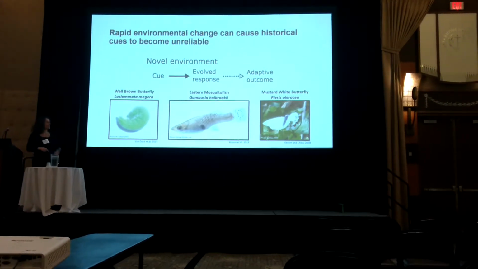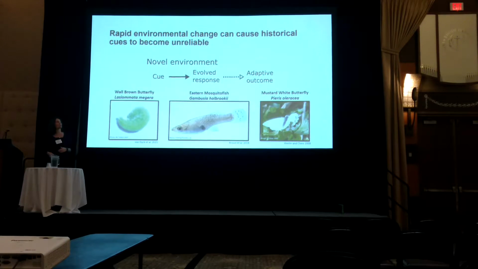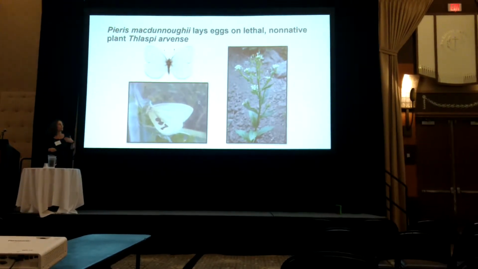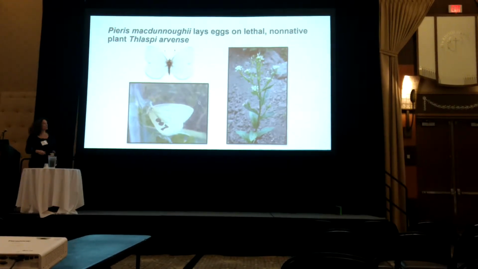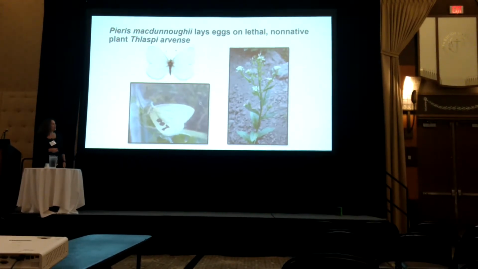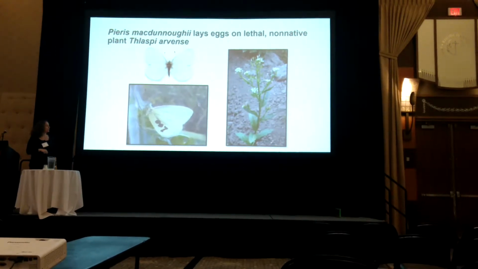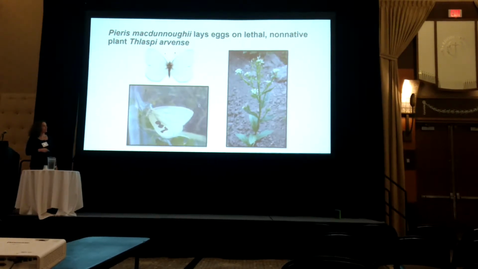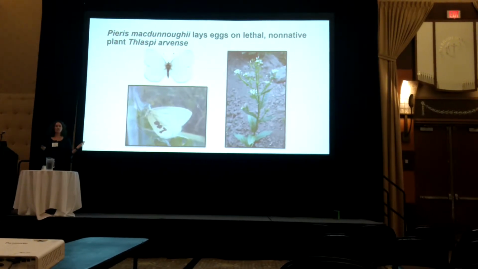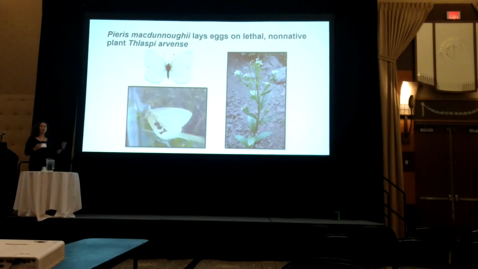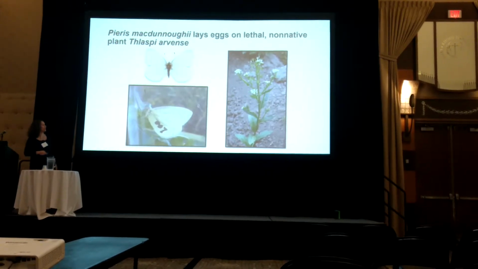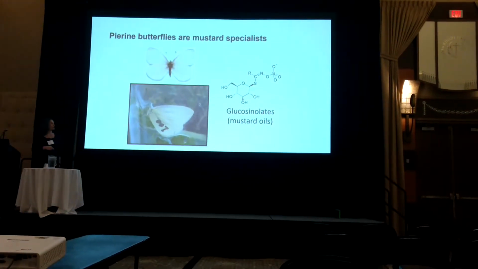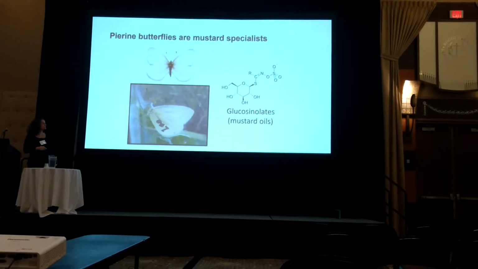And I'm going to talk to you about a case of maladaptive resource use by a native North American butterfly, Pyrus macdonaldi, which lays its eggs on native mustards, but it also lays its eggs on this invasive Eurasian species of mustard, Steward. And this maladaptive interaction has persisted since the introduction of this mustard, at least 150 years ago in the Colorado Rockies. Pyrus macdonaldi, as many pyrenees are, is a glucosinolate specialist.